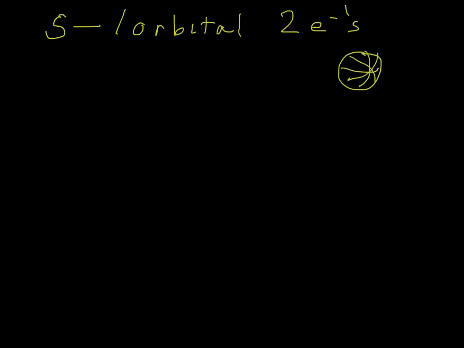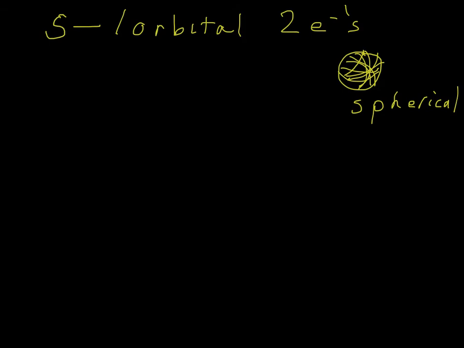The S subshell has one orbital. And since it has one orbital, that means it can hold only 2 electrons. The shape of the s orbital is the most boring of the orbital shapes. It's a sphere. The probable location of an electron in an s orbital is a sphere around the nucleus. So all your s orbitals will be spherical in nature.